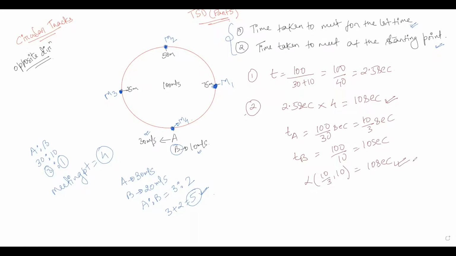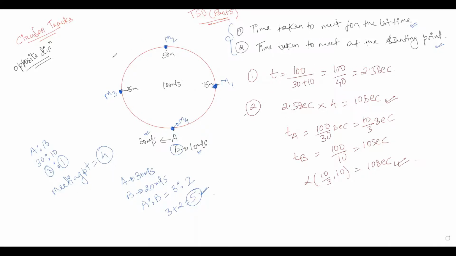So that means they'll be meeting at the starting point after every 10 seconds. So the time taken to meet for the first time would be simply the length of the track upon the relative speed, which would be the sum of the speeds. And the time taken to meet at the starting point can be simply found out by the time taken to meet for the first time times the number of meeting points, or can be simply found out by taking the LCM of the time taken by each person to complete the track individually.